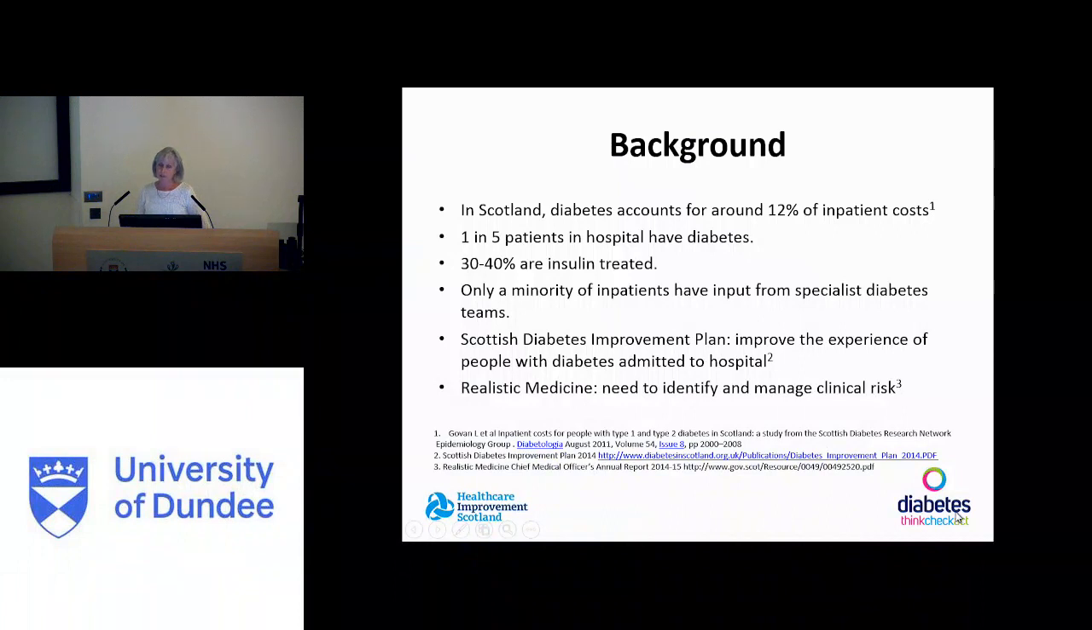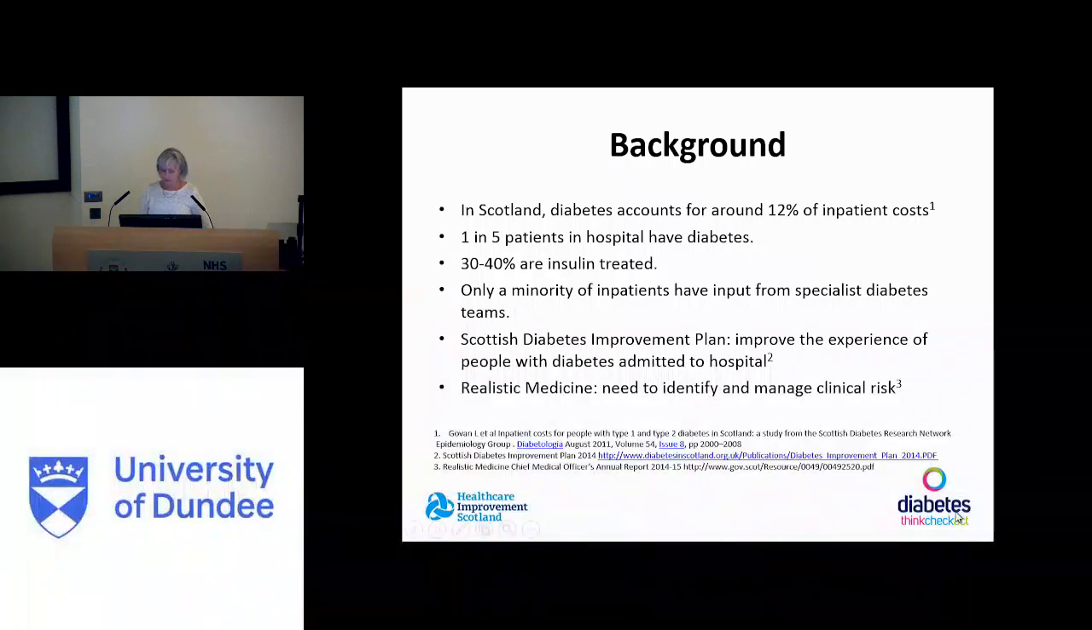We've got the Scottish Diabetes Improvement Plan, which asked us to improve the experience for people admitted to hospital who have diabetes. It was felt that people often had a bad experience in hospital. Their insulin was taken away from them, they didn't get their meals on time, their blood glucose levels weren't checked often enough. And again, I think we're quite lucky in Tayside, we don't get an awful lot of poor feedback.